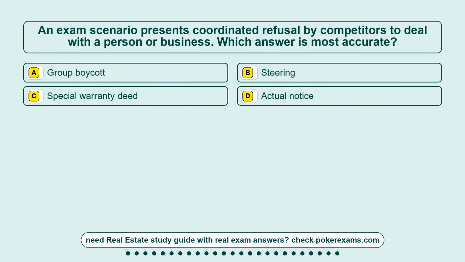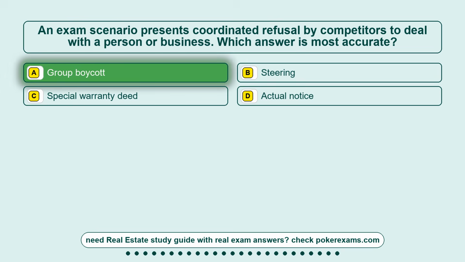Question 21. An exam scenario presents coordinated refusal by competitors to deal with a person or business. Which answer is most accurate? Option A, a group boycott. Option B, steering. Option C, special warranty deed. Option D, actual notice. The correct answer is option A, group boycott.